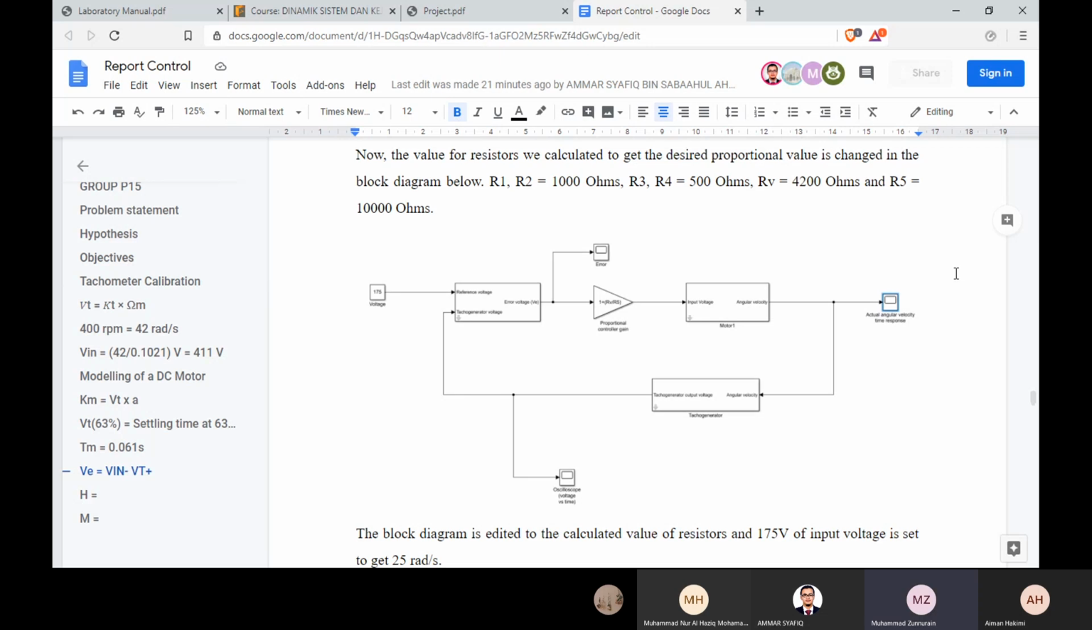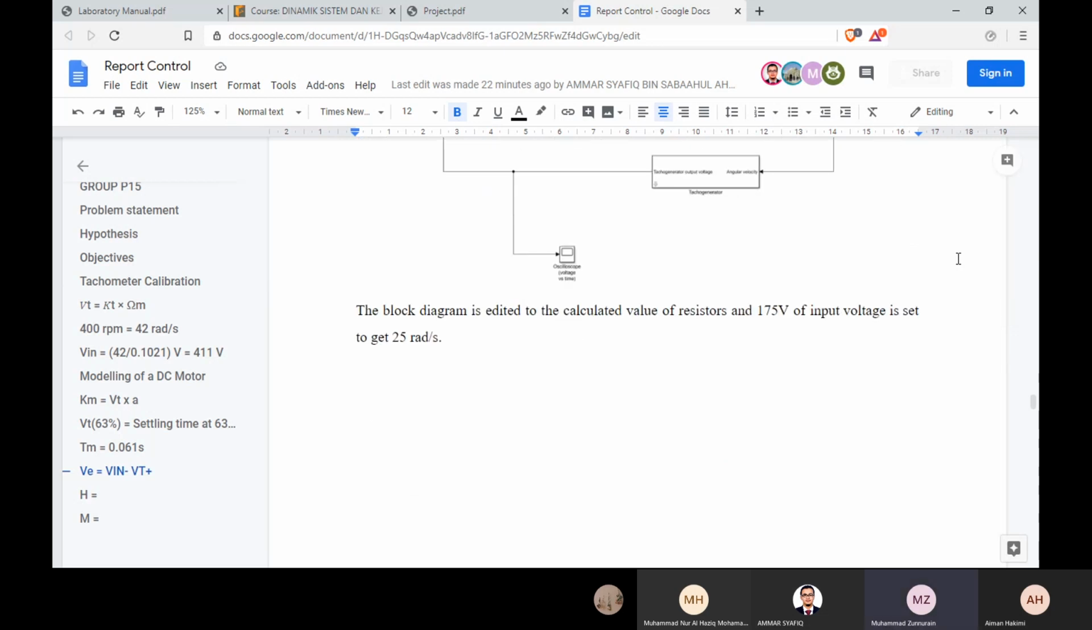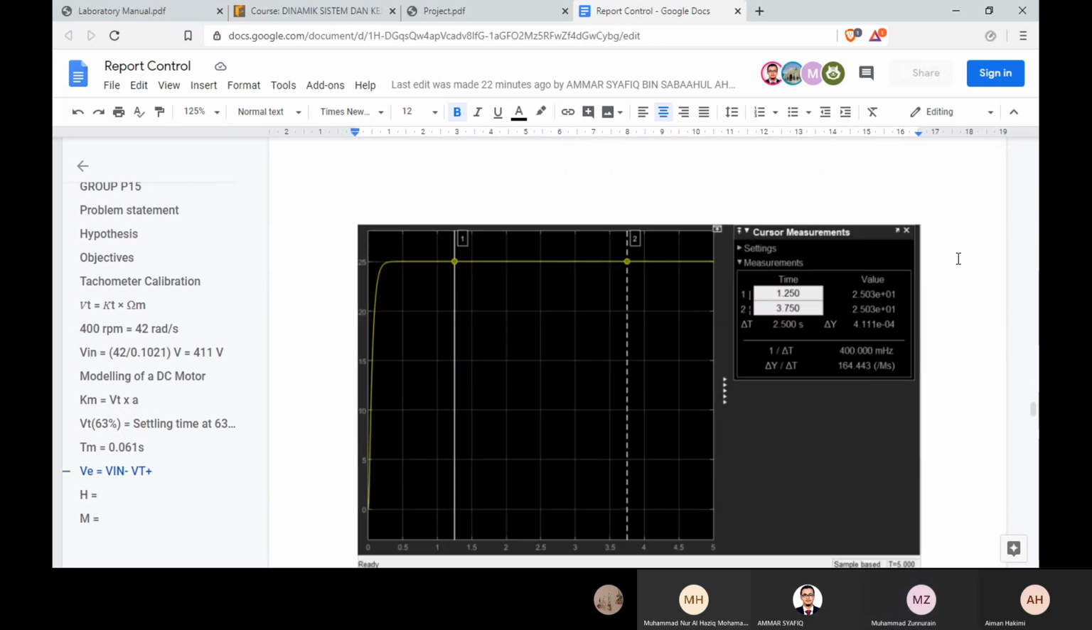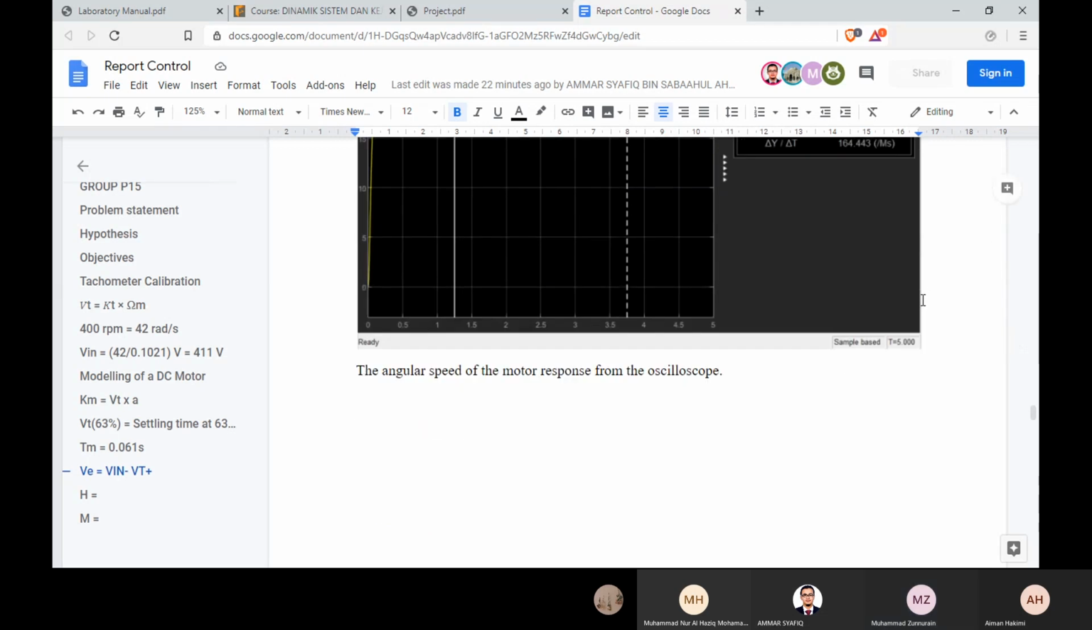The block diagram is edited with the calculated values of the resistors that we got, and 175 volts of input voltage is set to get 25 rad per second. This graph is the angular speed response of the motor from the oscilloscope.